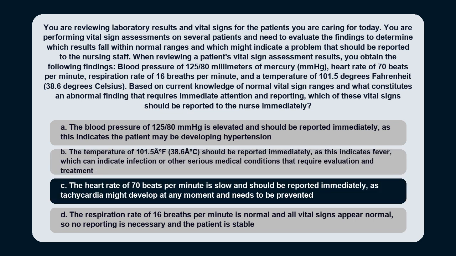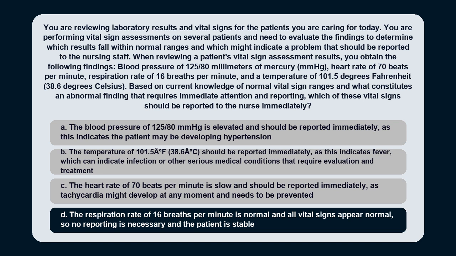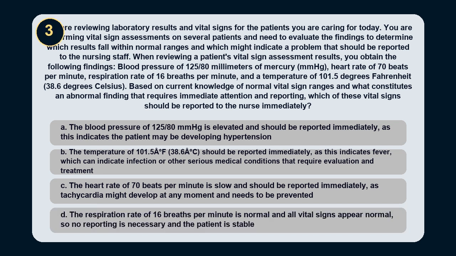Option C. The heart rate of 70 beats per minute is slow and should be reported immediately, as tachycardia might develop at any moment and needs to be prevented. Option D. The respiration rate of 16 breaths per minute is normal and all vital signs appear normal, so no reporting is necessary and the patient is stable.